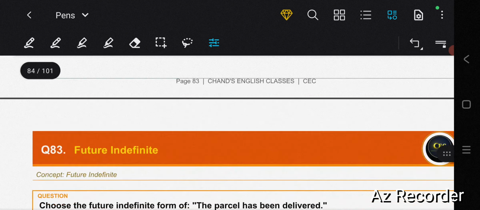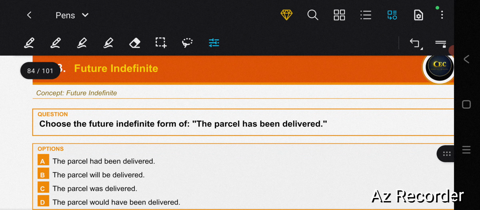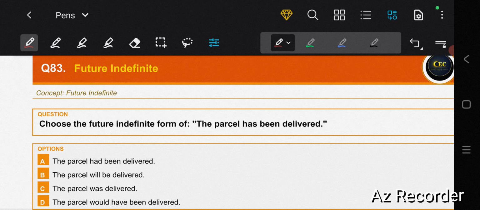83. The question here we see is future indefinite. Choose the future indefinite form of the parcel has been delivered. So what tense do we actually see here? There is had, it means it is in present, and been shows the perfect formation, and V3. So it's in present perfect and in passive formation. So we have to choose the future indefinite one. So there we see had been. This is not correct, because had been we see in past, and this one is the wrong one.